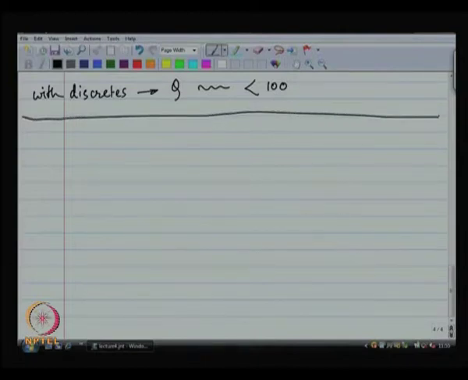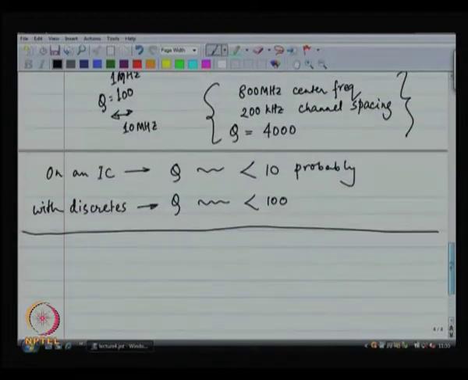Obviously, people do it even then, right. I mean, you do resolve 200 kilohertz channel spacing. So, there are other techniques to do it. You translate it to baseband where the center frequency is much lower. Okay. So, you use a mixer. So, this is what we do.